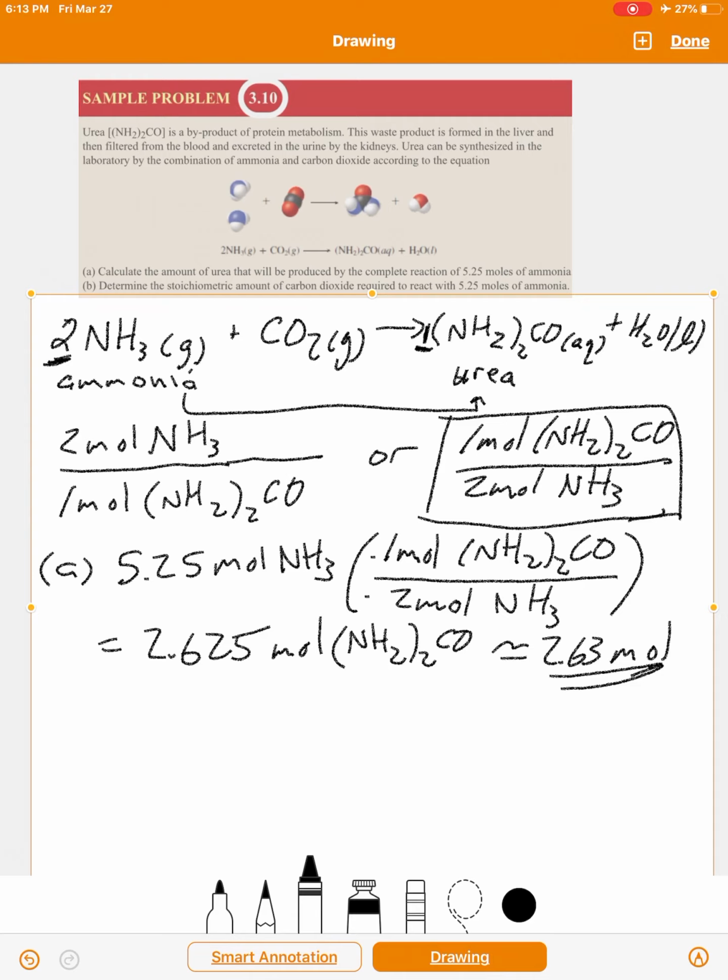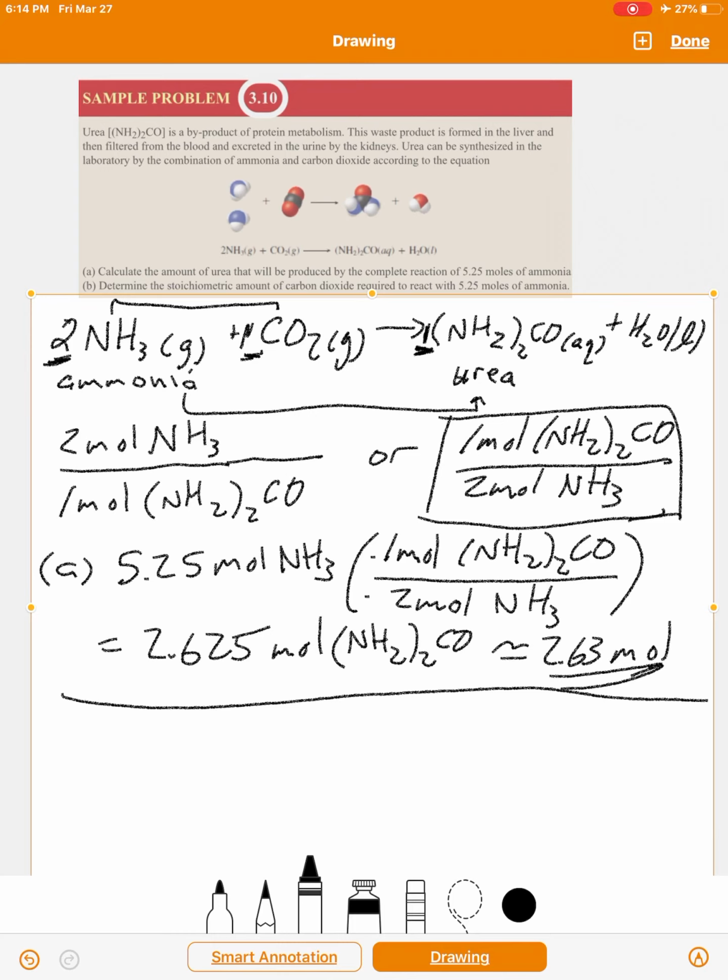So the key to this is to figure out what those coefficients are. Obviously, if it was not balanced, you need to balance it first. But if it is balanced, you use those coefficients to figure out what's going on. Now it says in part B, determine the stoichiometric amount of carbon dioxide required to react with 5.25 moles of ammonia. That's just big terminology for saying that if 5.25 moles of ammonia reacts, how many moles of carbon dioxide reacts? So what you do there is now we're talking about these two substances, ammonia and carbon dioxide.